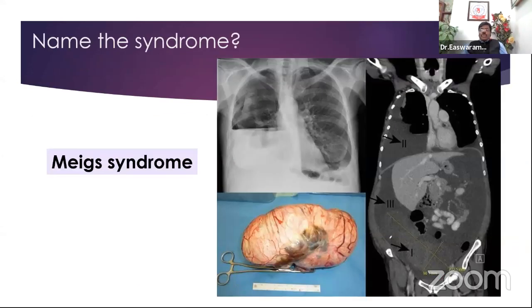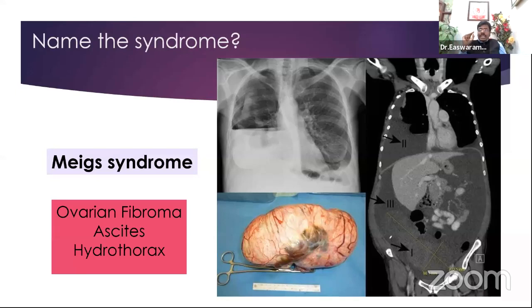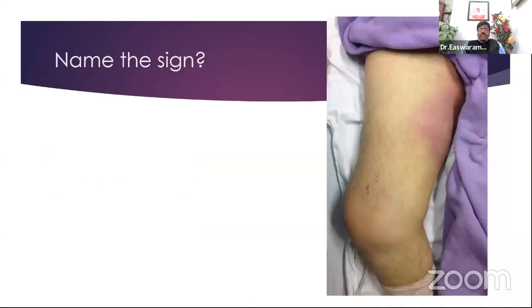What is Meigs syndrome? Anybody? Any bright answer from you relevant to ovarian cyst? Ovarian fibroma with ascites and right hydrothorax, sir. Melvin, well done. Yes, sir. So ovarian fibroma is a benign tumor of the ovary along with ascites and hydrothorax. So that is what Meigs syndrome is all about.